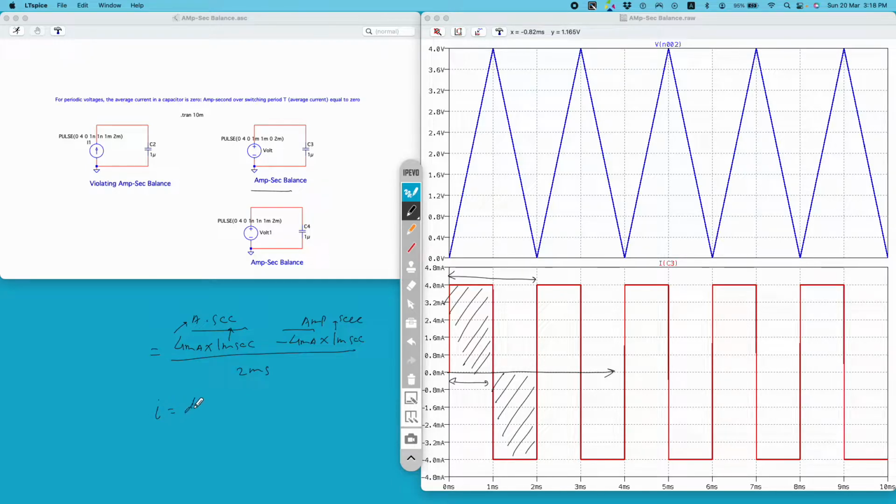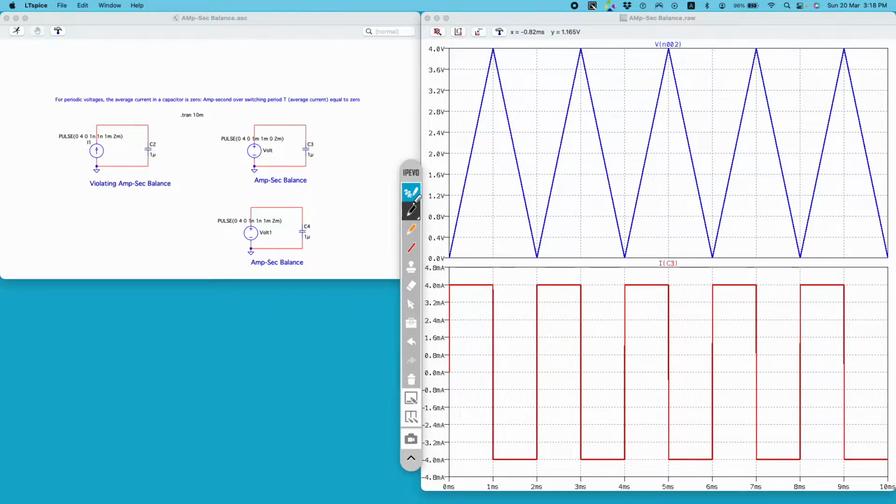We know that current is the rate of flow of charge, right? So dq is I dt and its unit is amp-second, or coulombs. So coulombs is amp-second. So we are essentially doing an amp-second balance when we apply a periodic voltage across the capacitor. Now why is it important to have this amp-second balance in a capacitor?